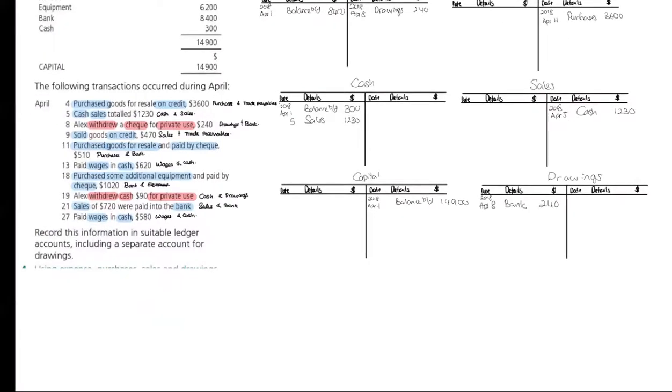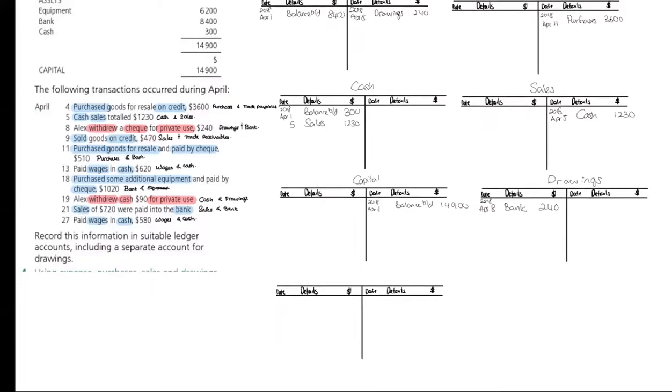Sold goods on credit. Now you see, we sell goods on credit. So whenever we sell things, are we going to receive money or are we going to pay money? So if you remember that clearly, we are going to receive money. That's why we need to open a trade receivable account. Receivables.